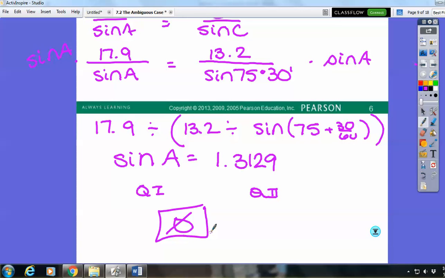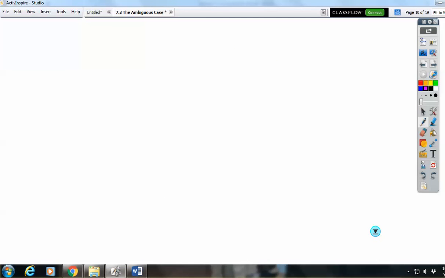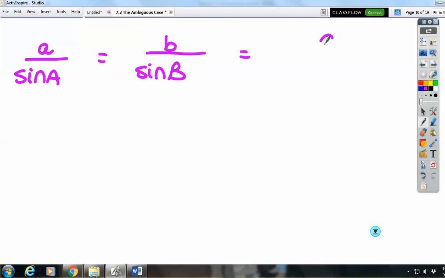Now, something I want to point out. It was a little annoying trying to solve this because you had to multiply your sine and divide by that big expression. It's certainly something we can handle, but yesterday, the rule I gave you, the law of sines, was A over sine A equals B over sine B equals C over sine C.